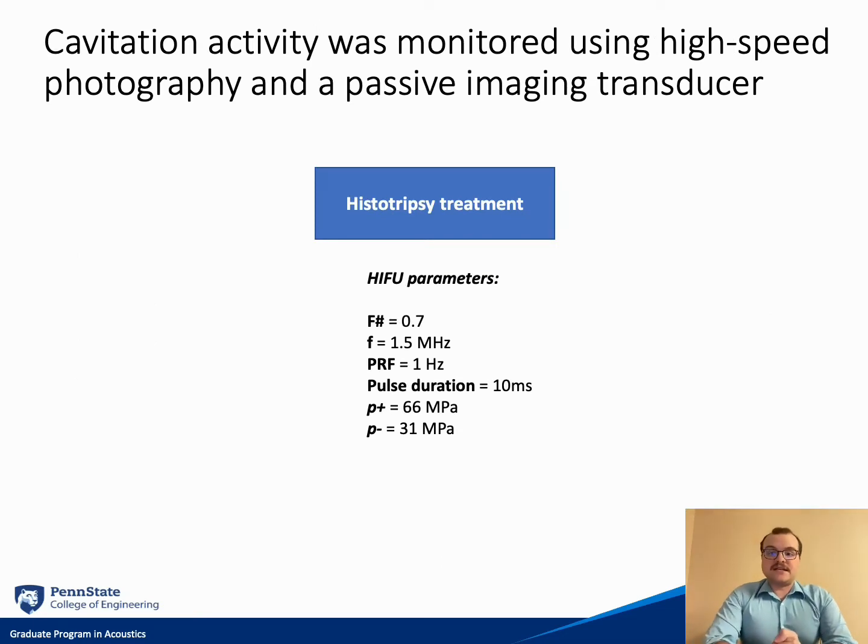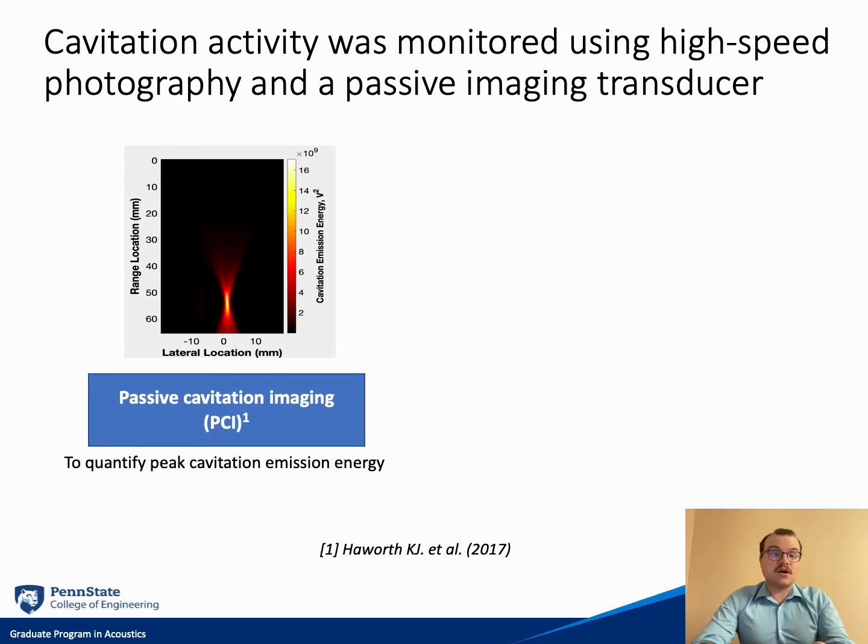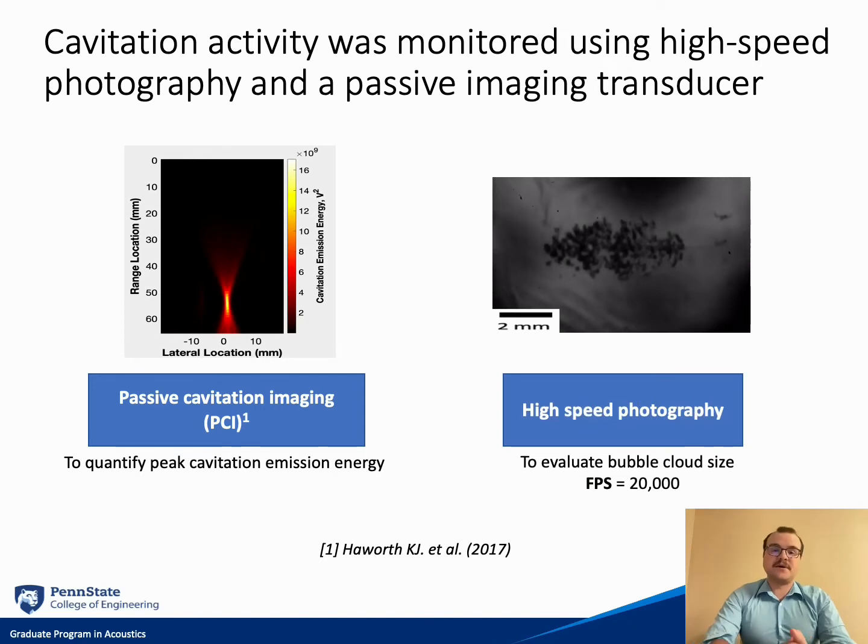Finally, the gel and tendon samples were placed at the focus of a 1.5 megahertz HIFU transducer and treated with conventional boiling histotripsy parameters, which we can see here. With each HIFU pulse, 2 milliseconds of radio frequency, or RF, cavitation data was collected by a passive imaging transducer with a bandwidth of 4 to 7 megahertz. This allowed for peak cavitation emission energy to be post-processed and compared across all of the gels and the tendon samples. Simultaneously, in the case of the transparent hydrogels, high-speed photographs were captured in order to evaluate the growth and size of the resulting bubble cloud during histotripsy treatment.